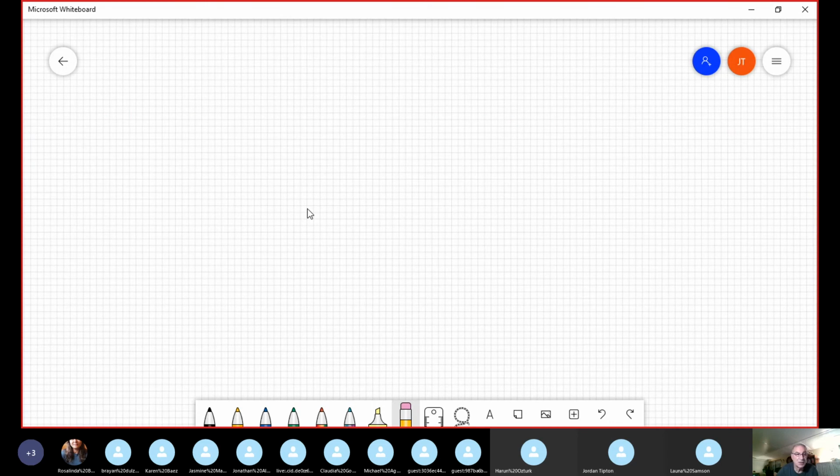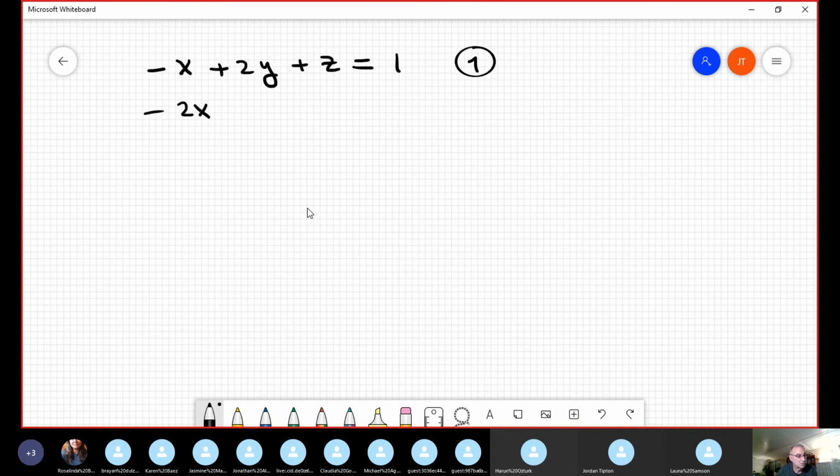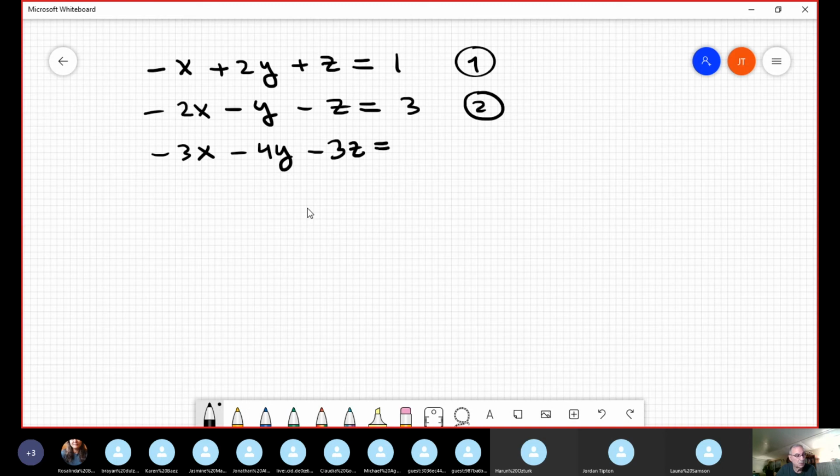Suppose an additional question. The question is: minus x plus 2y plus z equal 1. This is equation 1. Minus 2x minus y minus z equal 3. Equation 2. Minus 3x minus 4y minus 3z equal 5. Equation 3. This is my system of equations.